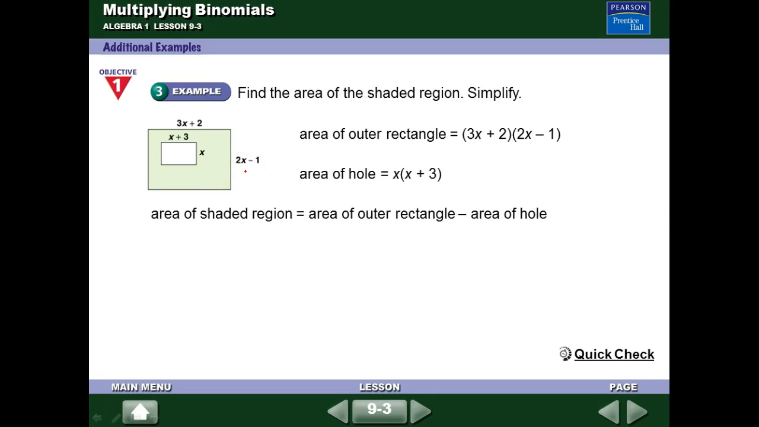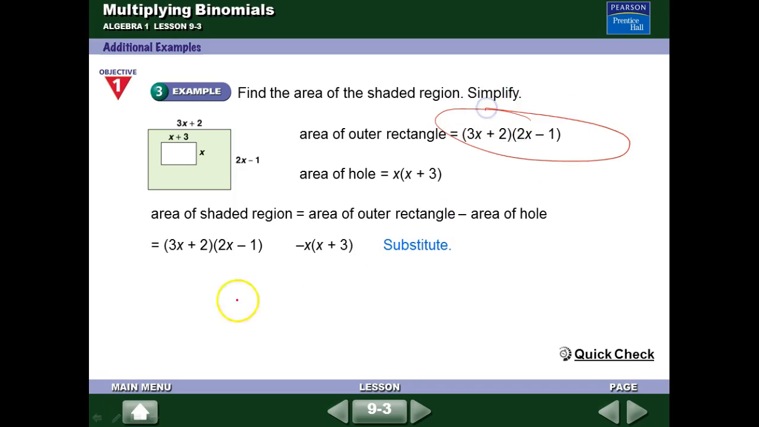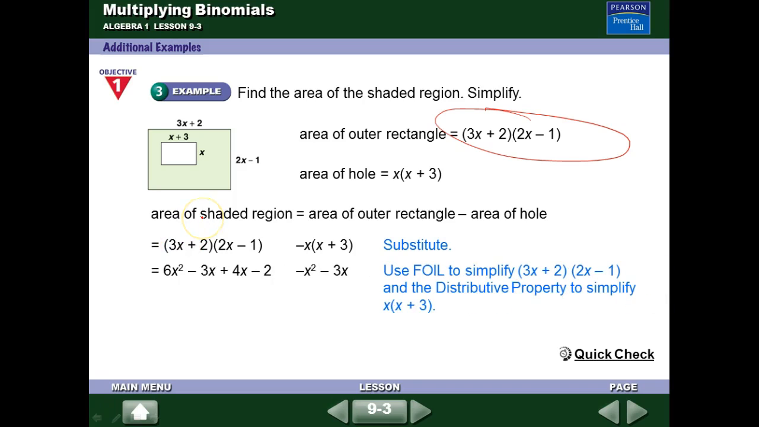How are we going to find the areas of these two regions? So take your first one, this part here. First, outer, inner, last. First, which you can see here, 3x times 2x, 6x squared. That's my F. So now, outer, 3x times negative 1, negative 3x. Inner, 2 times 2x, 4x. And then last is going to be 2 times negative 1, which gives you a negative 2.